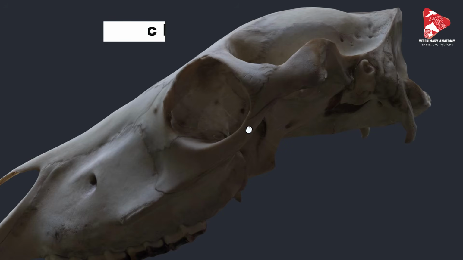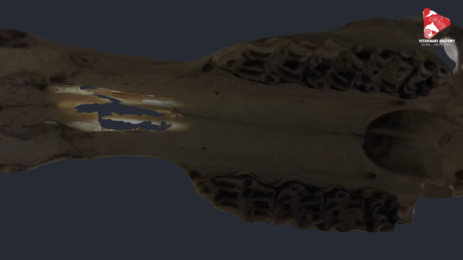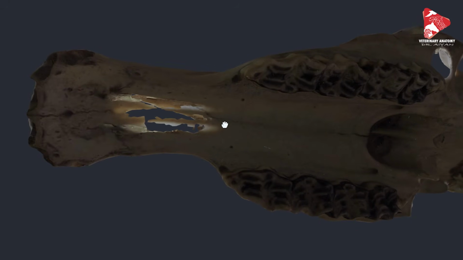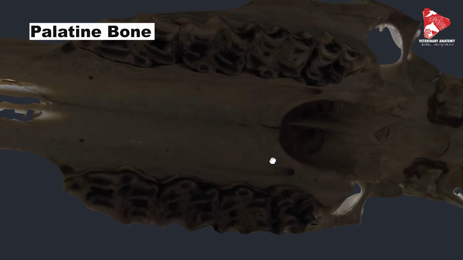Zygomatic bone. Okay? If we move to the ventral view now, here in this area we can see the bones forming what's called the hard palate. So this is the hard palate, and the bones contributing or forming the hard palate are 3 bones. The first one is this bone here, called the palatine bone.